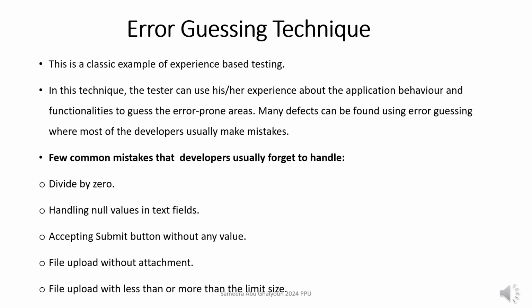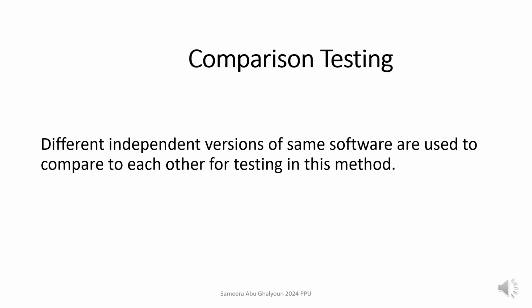1. Divide by 0. 2. Handling null values in text fields. 3. Accepting submit button without any value. 3. File upload without attachment. 4. File upload with less than or more than the limit size. Techniques of black box testing.